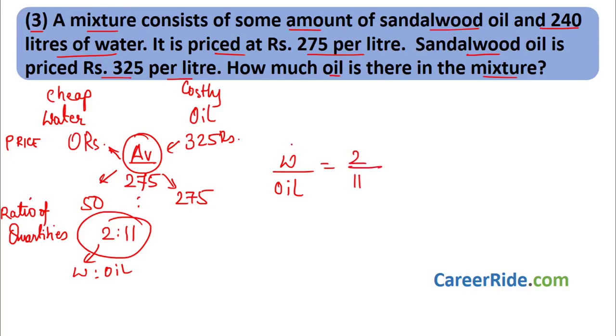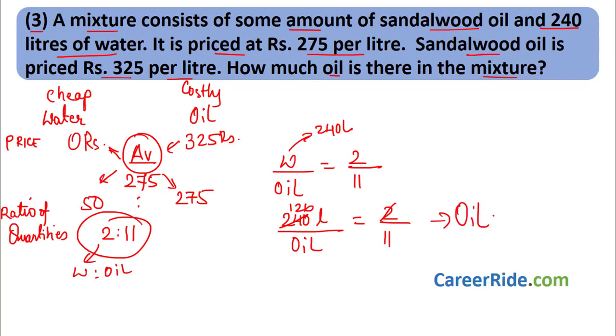But we already know that the amount of water in the mixture is 240 liters. So what will we get? 240 liters divided by the amount of oil would be equal to 2/11. This comes out to 120. The amount of oil will be 11 into 120, that is 1320 liters. Okay, see how easily we got the answer.